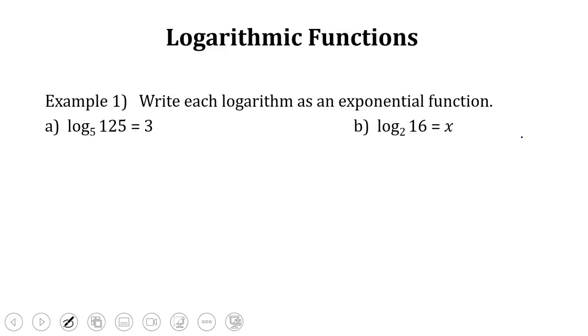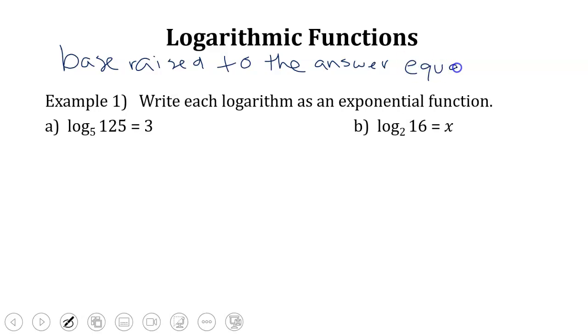So let's look at A. So the 5 is what? It's kind of what I remember it as: the base raised to the answer equals the argument. So the base raised to the answer equals the argument.